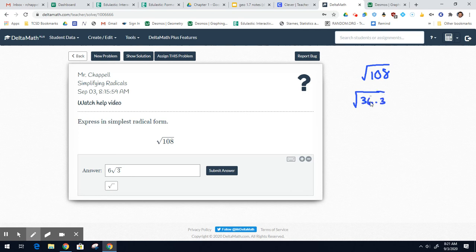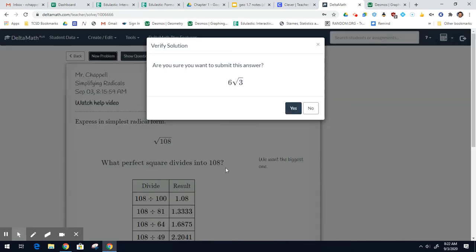And 36 is a perfect square. It is 6 squared. So again, 36 is 6 squared, or 2 sixes. That means a 6 can come out. That 6 squared is gone, and the 3 is left inside. And there is the same answer. It's less work, but I feel like you have to know math better, right? So if that makes sense. But nonetheless, I got 6 square root of 3 both times. So let's try it. Cross your fingers.